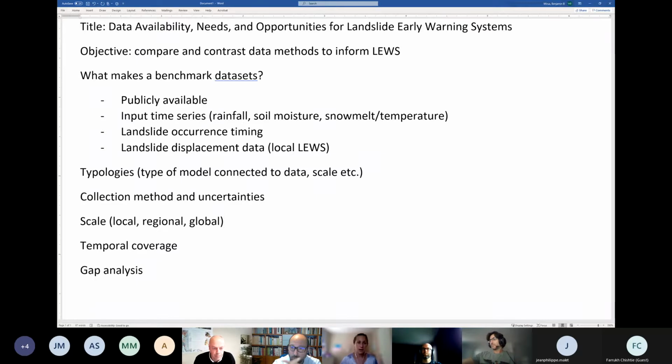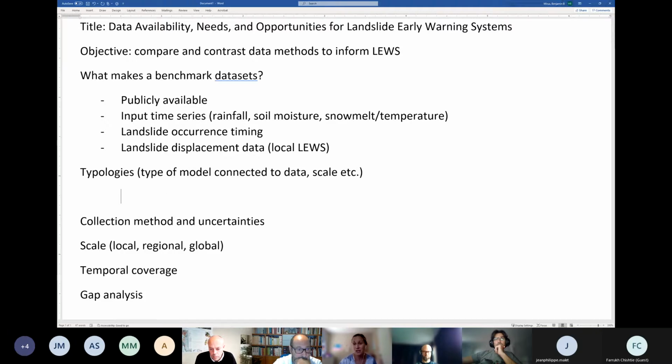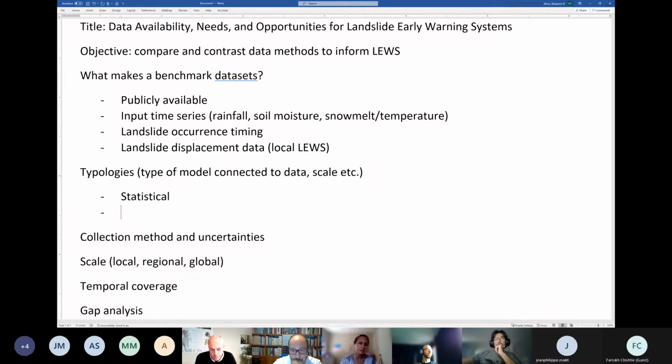Yeah, absolutely. I think the idea of organizing by the type of landslide early warning system approach might have us get into some of the overviews of the modeling types, but we could refer to other publications that do that and really speak to the data needs for each type, which I think would be important. So thank you for those contributions. I see Olivier, your hand is up.